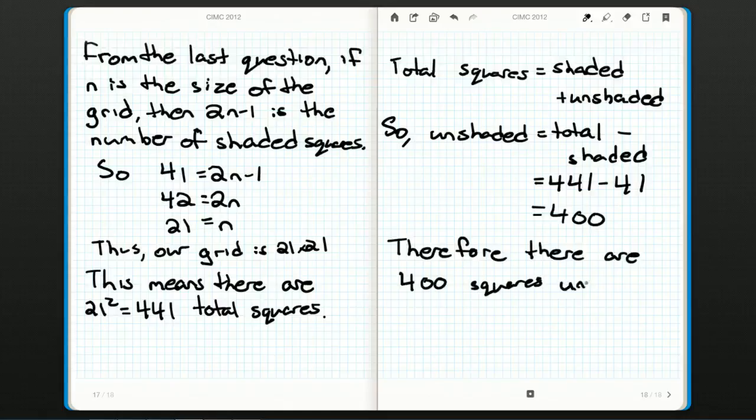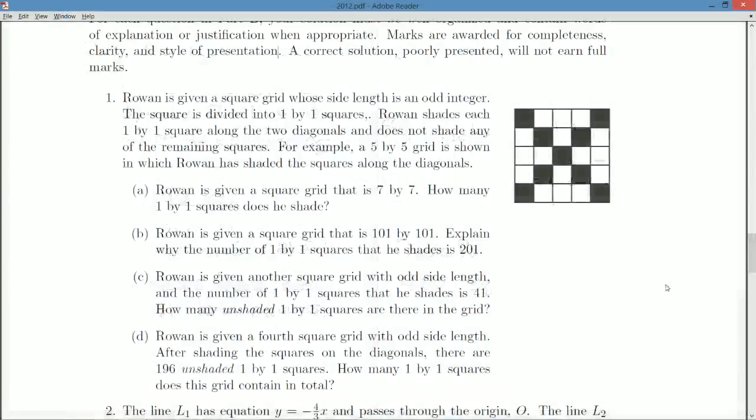So now we just explain. Alright. So notice how we've explained our reasoning here. If n is the size of the grid, we know 2n minus 1 is the number of shaded squares. We're using previous work. We calculate the size of our grid, and then we explain how that gives us the total number of squares. We make the observation the total squares is the same as the shaded squares plus the unshaded squares. We rearrange that equation, plug in information we already knew, and we were able to figure out that there are 400 unshaded squares. And that should conclude part C.